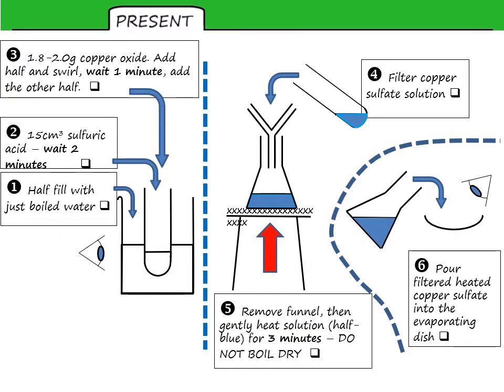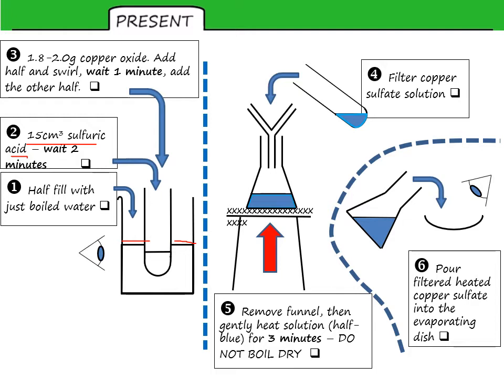The reaction between copper oxide and sulfuric acid is a required practical, and it is in C4 on your specification, but I will have introduced it in C1, and I do this because it's a good example of filtration and crystallisation. So first of all, you can see here that we have a beaker that's half filled with just boiled water. And in the beaker, there's a boiling tube which contains 15 centimetres cubed of sulfuric acid. That will be left there for a couple of minutes.